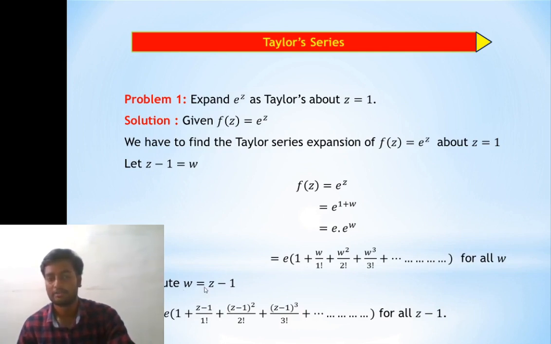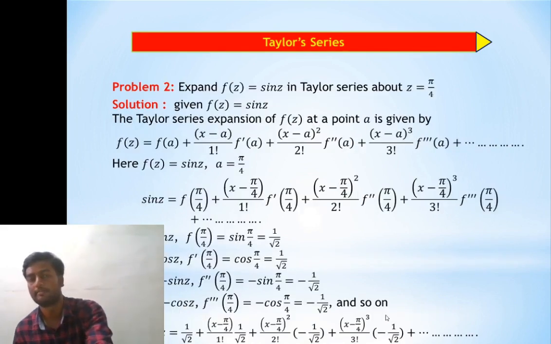Now at last substitute w equal to z minus 1. So then it is a Taylor series expansion about the point z equal to 1. So it exists for all z minus 1.